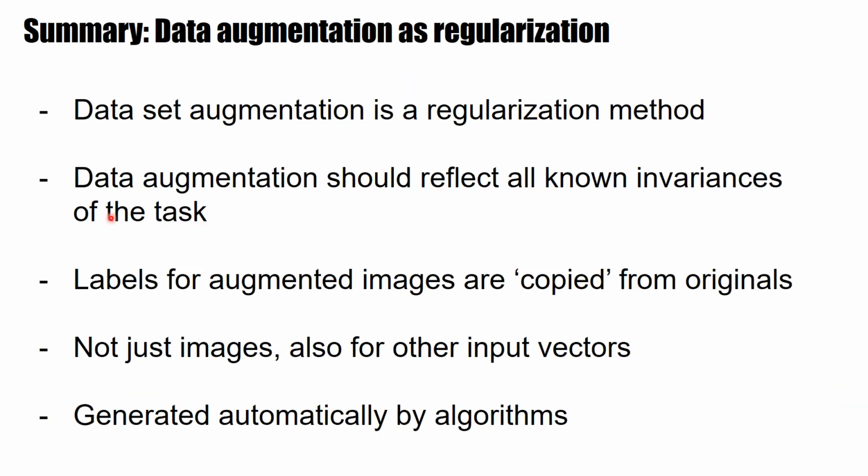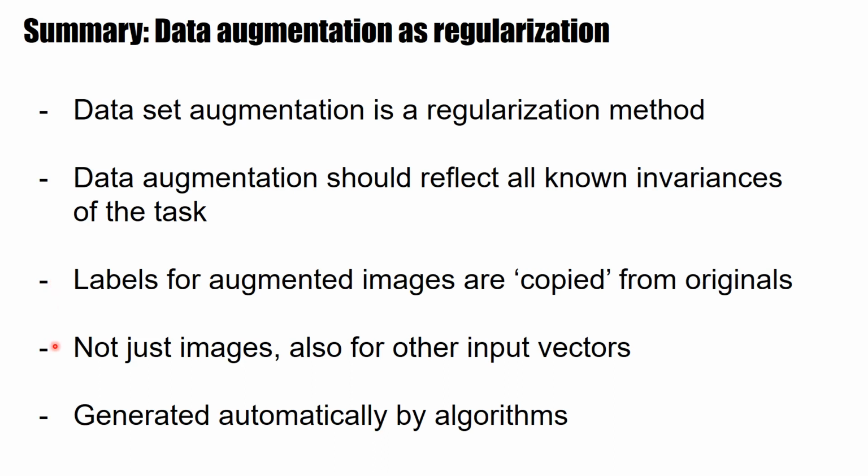To summarize, we may say that dataset augmentation is a regularization method because it avoids overfitting. You do dataset augmentation by generating new data, and this new data should reflect the known invariances of the task. It's not very costly to generate this extra data because algorithms can do that. And you don't need a human labeling the image. In fact, the labels for the augmented images are just copied from the originals.